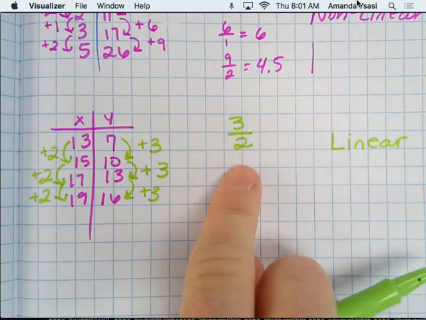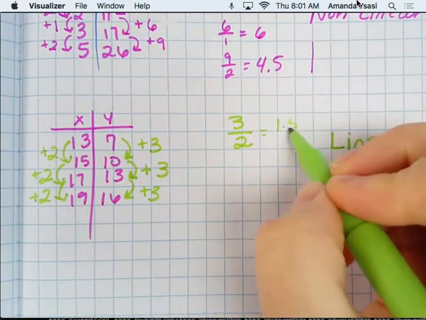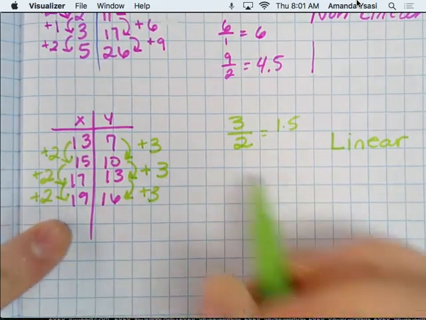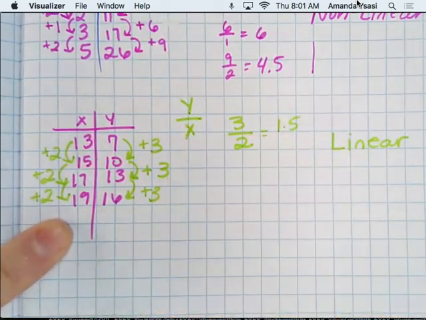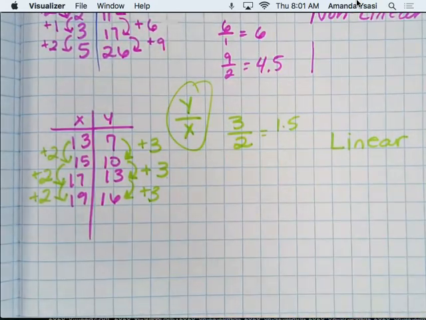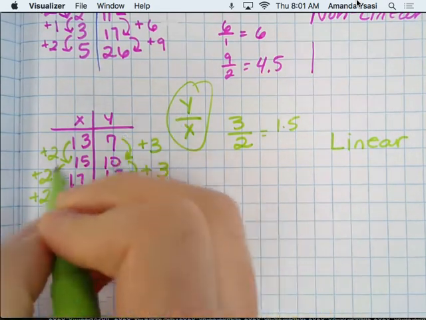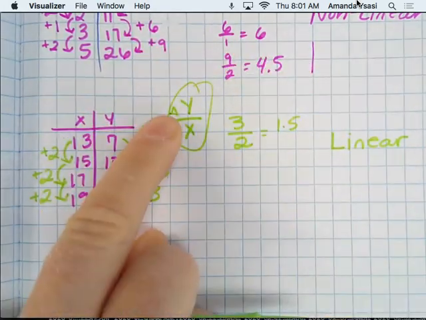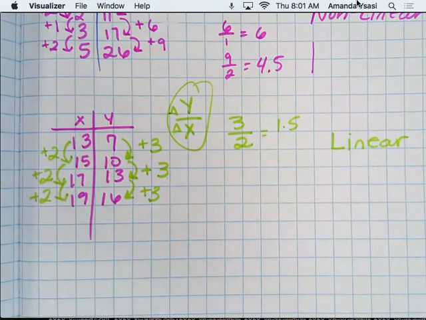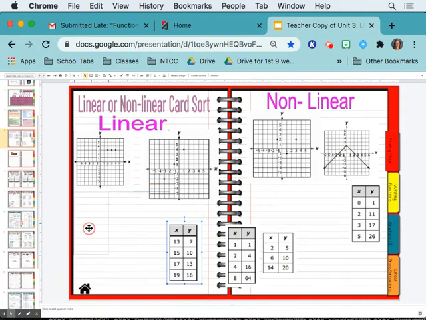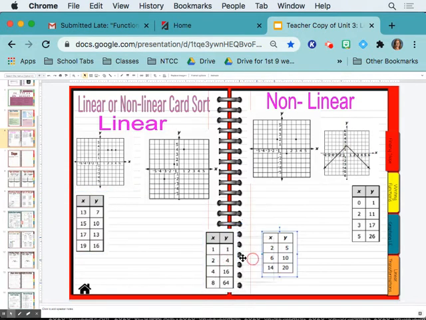We didn't have to reduce that. I guess we could, 1.5, but each time it's still the same thing, 3 over 2, 3 over 2, 3 over 2. We're seeing how Y relates to X. The change of Y, how much does it increase by over the change in X? That's what it really is. This little triangle means change of Y over change in X. So that one is linear. So we can keep this one over here. Okay, so we have these two.